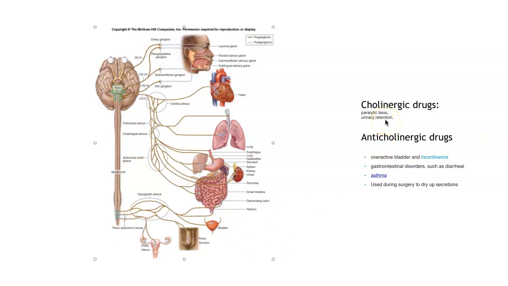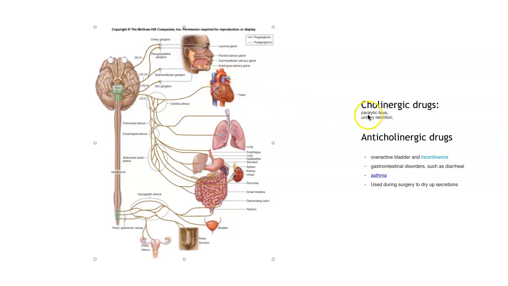Now, I'm just going to briefly mention cholinergic drugs. If you are going into medicine, you'll hear about cholinergic drugs. Cholinergic drugs are drugs that mimic the action of acetylcholine on the target organ. So let's just use the heart, because that's easy. What is the action of the vagus nerve on the target organ? It's going to slow it down. So if you give a patient a cholinergic drug, you can expect it to slow down the heart rate.